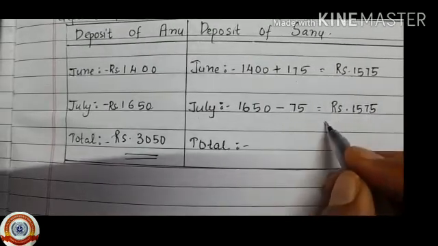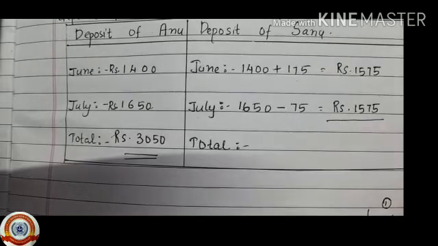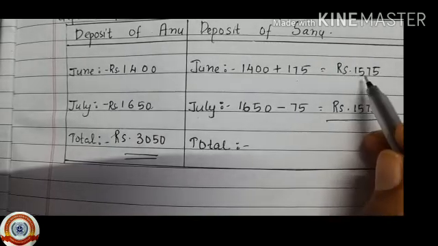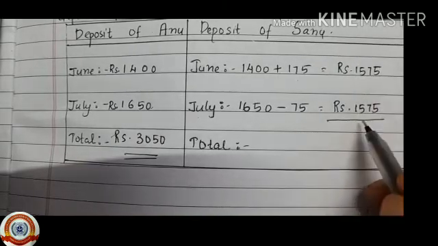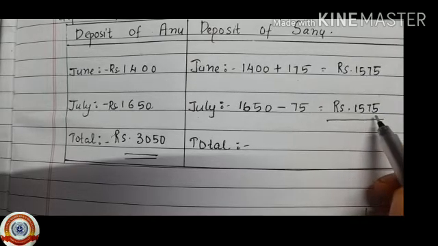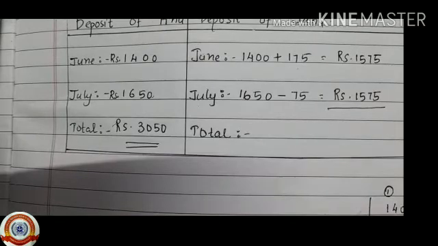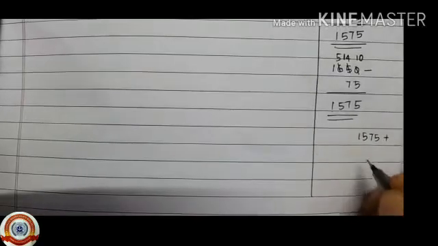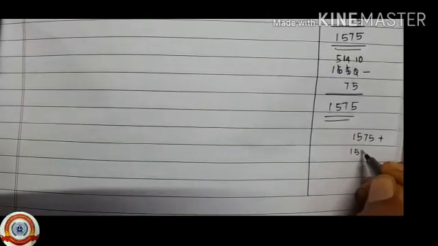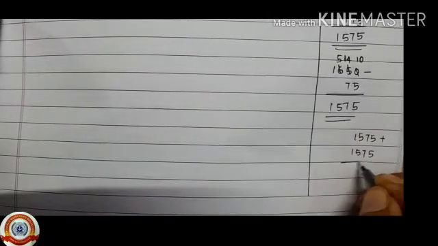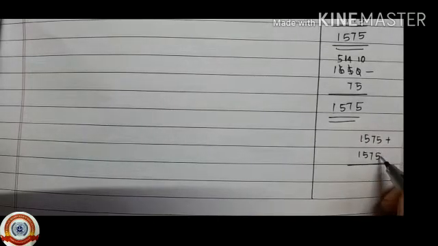Then let's find out her total deposit. To find out that, just add 1575 and 1575. That is 1575 plus 1575. 5 plus 5, 10.